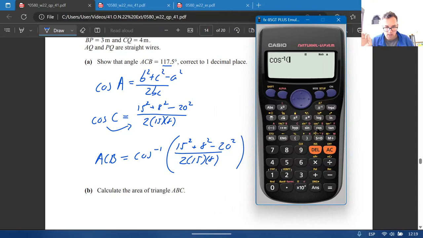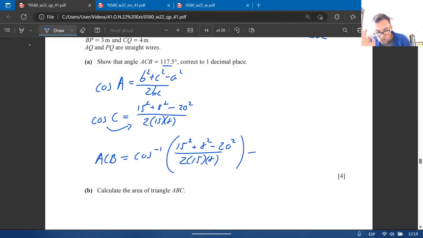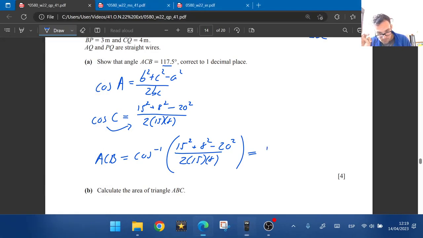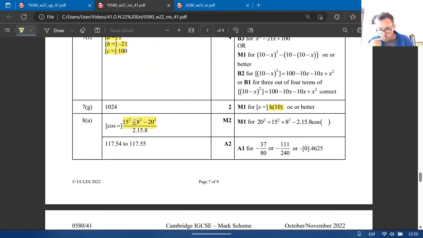So you go shift, inverse cos, bracket, 15 squared or 8 squared plus 8 squared or 15 squared minus 20 squared, that one's important, over 2, and then again 15 and 8 in any order. Close bracket. And beautiful, that is exactly what they want. They said correct to one decimal place. So you need to show that the answer you got on the calculator is 117.54, etc. Rounded to one decimal place, 117.5. And there we go.